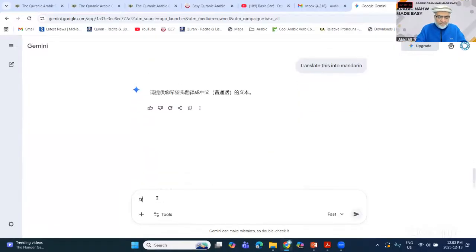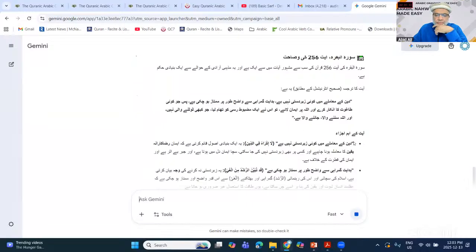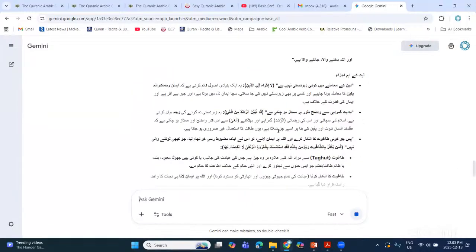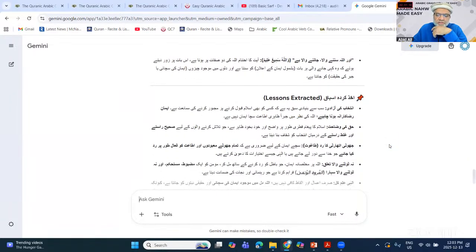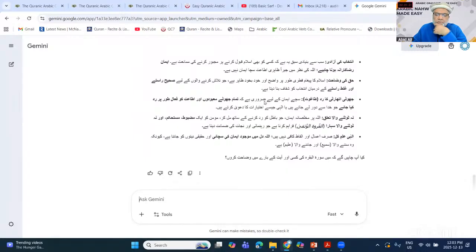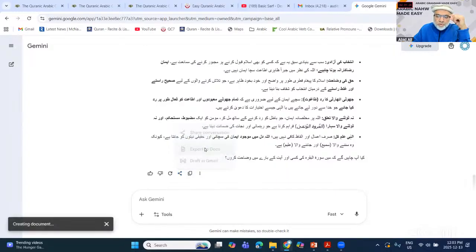But I do it in Urdu. That's my mother tongue. I say translate the above in Urdu. Then it will give me the whole thing in Urdu. This is my language. So people from my country who don't have much English experience, I share this document with them. You can share in an email, or in a conversation, or you can export to Docs.